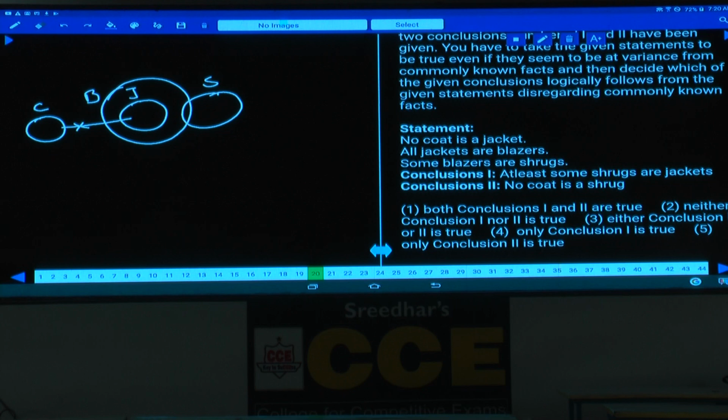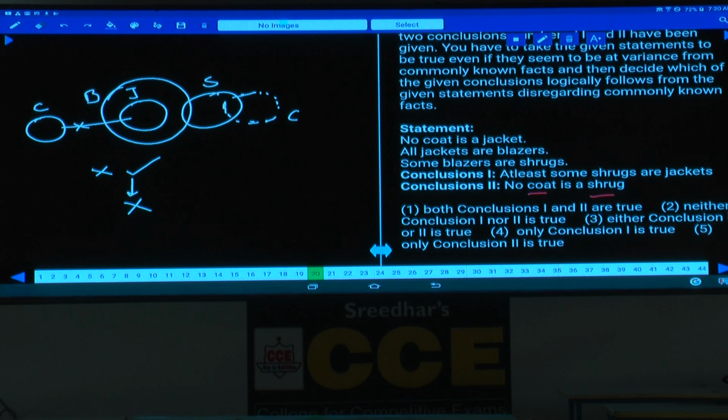Then first one, some strucks are jackets, that is false. And next one, no coat is a struck, definitely true. Then in order to make this negative conclusion false, I should prove some coats are strucks. Tell me whether I can prove like that or not. Coat is here, struck is here. Now tell me whether I can intersect this coat here or not. Yes. Alternate diagram proven, previous conclusion false.